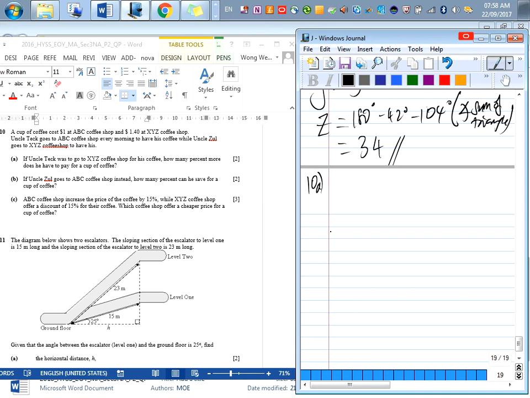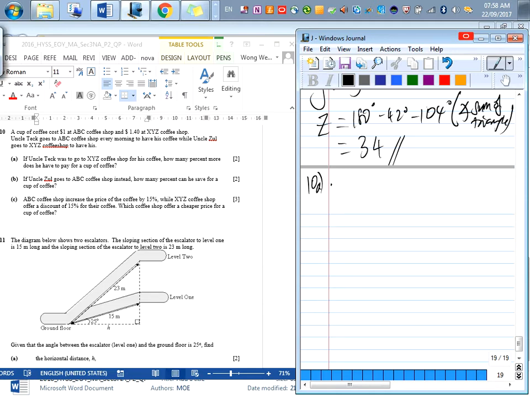the original that he pays. Okay, percentage questions, you always must be able to identify which one is your 100%. What are we comparing to? So since he always goes to ABC for his coffee, now he wants to go to XYZ, how many percent more does he pay? So yes, we know that it's going to be 40%, but how do we present our working?